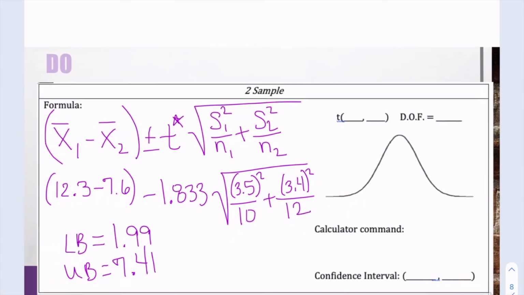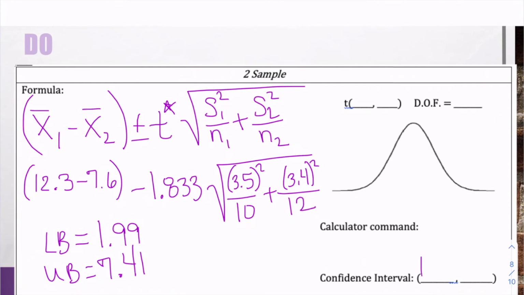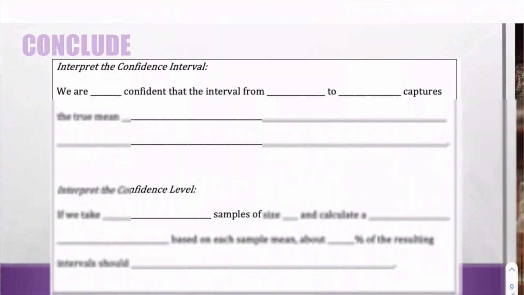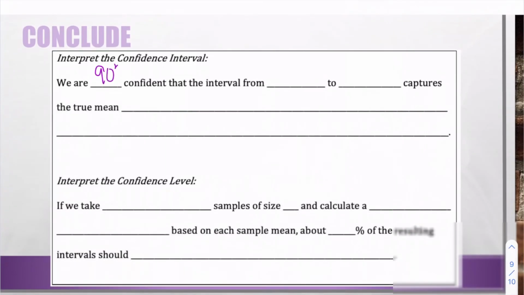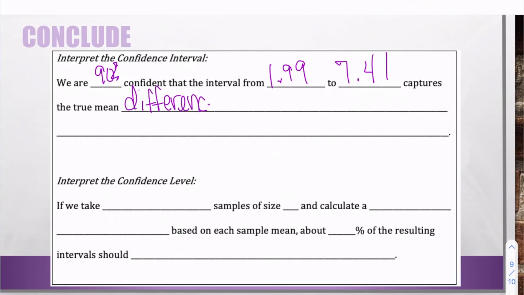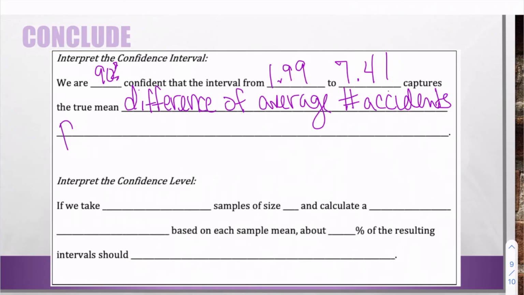Okay, so 1.99. That's 7.41. All right, so in conclusion, we are 90% confident that the interval from 1.99 to 7.41 captures the true mean difference of average number of accidents per month in Department A and Department B.